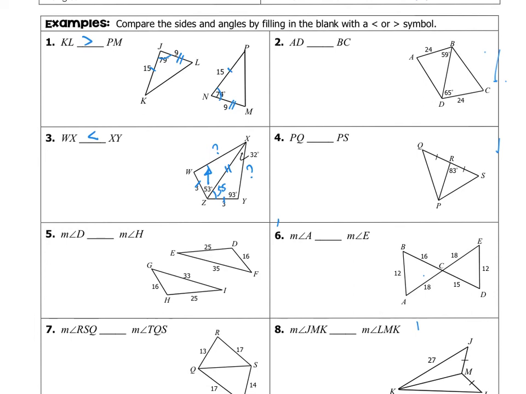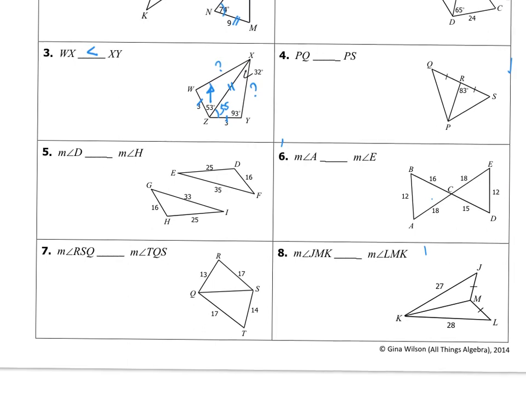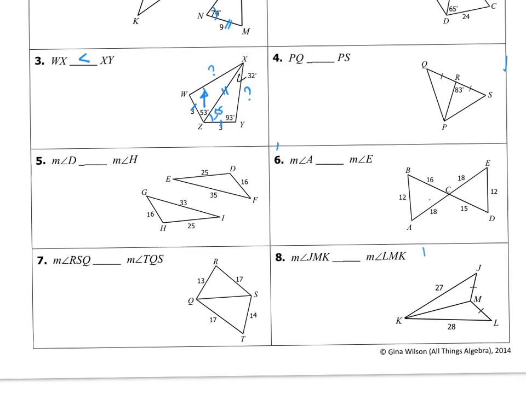Let's do a harder one with you. Let's see. Let's do number 5, which is about the converse. The converse says, now I'm given two triangles, all three sides, and I have one pair that's congruent. I have a second pair that's congruent. I have a third pair, and therefore angle D faces 35, so that's greater than angle H.